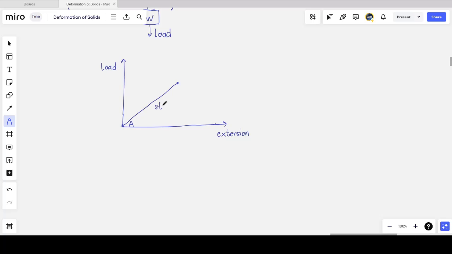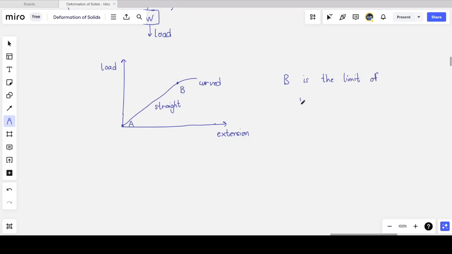And this is a straight line until it reaches a point B. And then something weird happens. It begins to curve. And so you can get more extension for the same load once you pass this point B. And it's no longer a straight graph, it's now curved. And what we say is that B is the limit of proportionality.